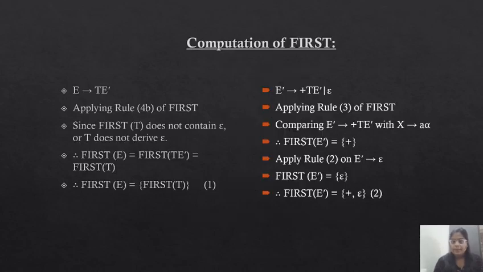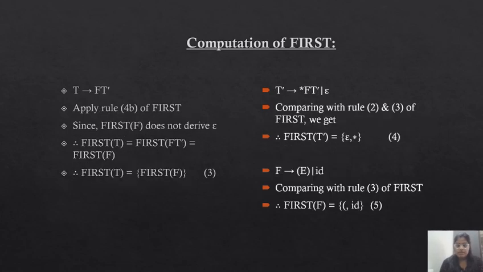First, make the computations. The computation of FIRST: E tends to TE dash, and applying rule 4B of FIRST, since T does not derive epsilon, FIRST of E is equal to FIRST of TE dash, which is equal to FIRST of T. So FIRST of E is equal to FIRST of T. That is the first equation.